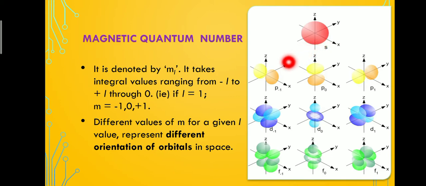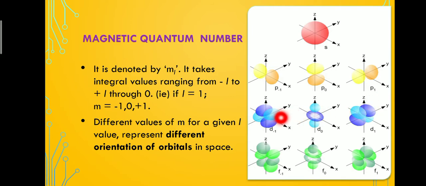Next, if L is equal to 1, there are 3 corresponding m values: minus 1, 0, plus 1. The subshell for L equal to 1 is the p orbital, and it will be in 3 different directions: p minus 1, p 0, and plus 1.